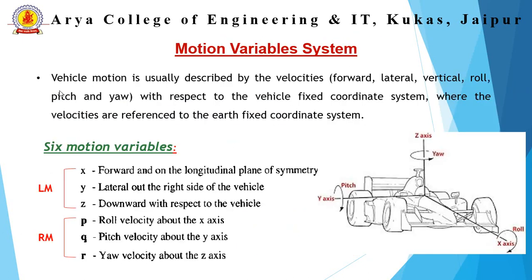So the motion variables are the variables which define the motion of a vehicle in linear direction as well as in rotational direction. Every vehicle fixed coordinate system has three mutually perpendicular axes, that is x, y and z. So we have six types of motion variables: about the x-axis, along the x-axis, about the y-axis, along the y-axis, and along the z-axis, and about the z-axis.